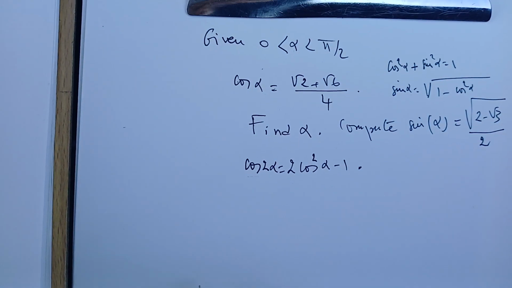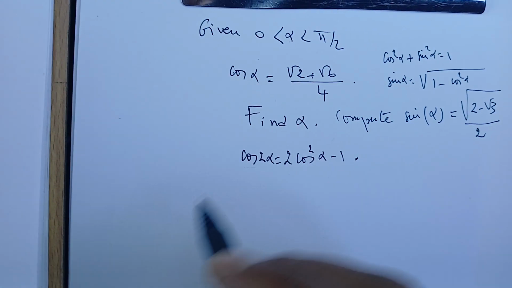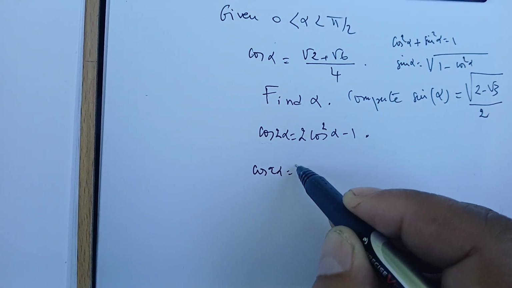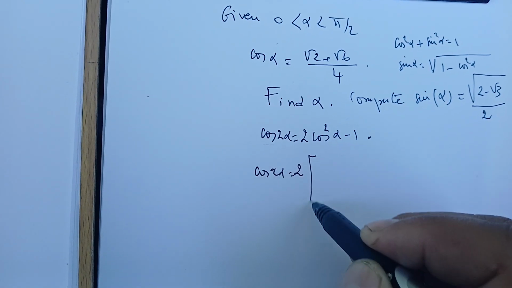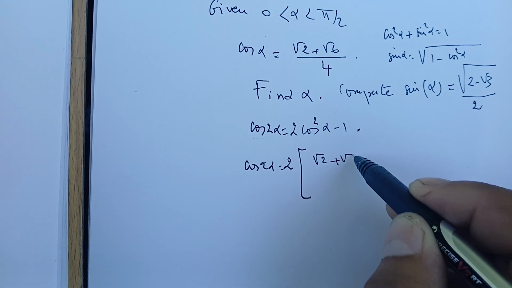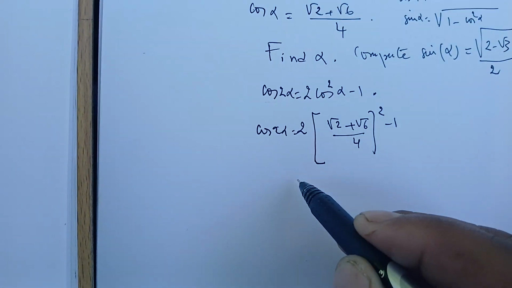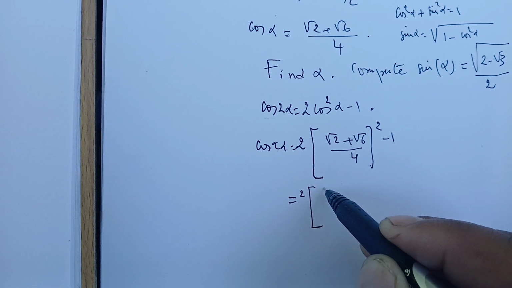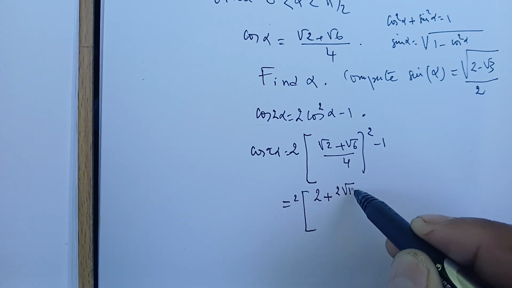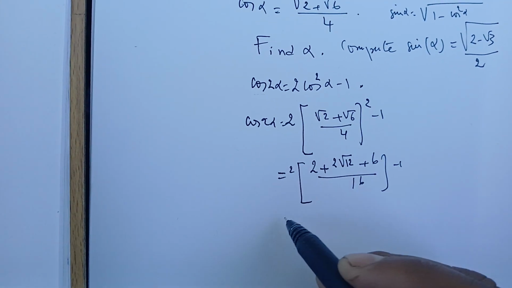If you want to stop here and do it by yourself, you can stop here and start working on this problem. Okay, let's solve it. So the cosine of 2 alpha is 2 times cosine squared, which is given to us as square root of 2 plus square root of 6 over 4 squared, minus 1. So we compute that. We get 2 plus 2 square root of 12 plus 6 over 16.